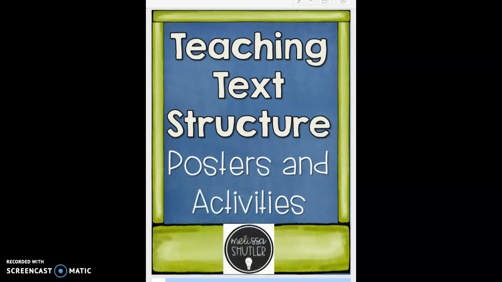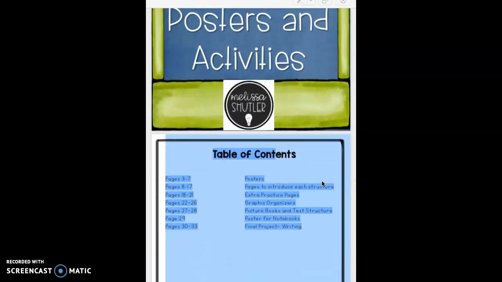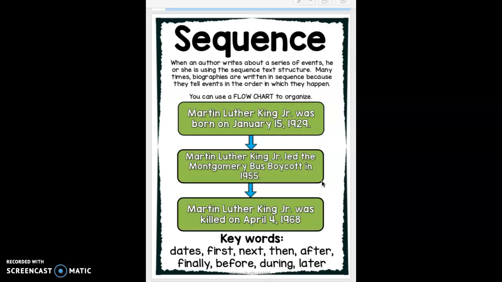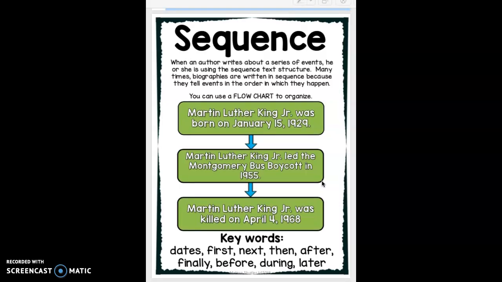Hi there, everybody. We're going to learn about text structure. We've talked a little bit about this before, but now you're going to have more of a chance to learn about the different text structures. We're going to talk about a few of them today. The first is called sequence. When an author writes about a series of events, he or she is using the sequence text structure.